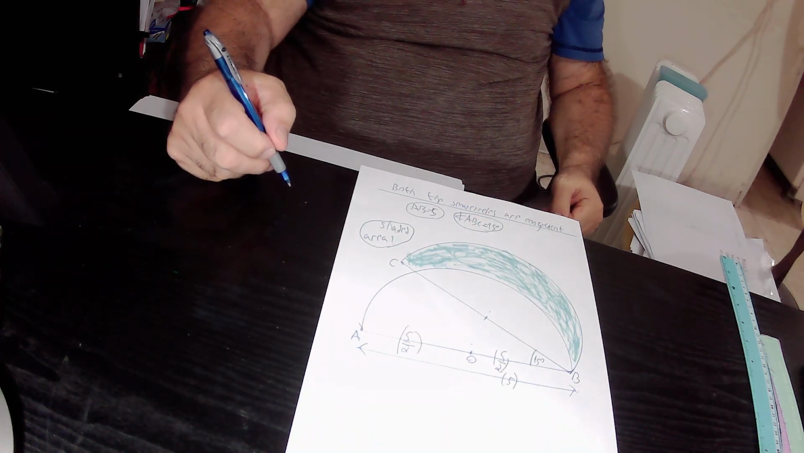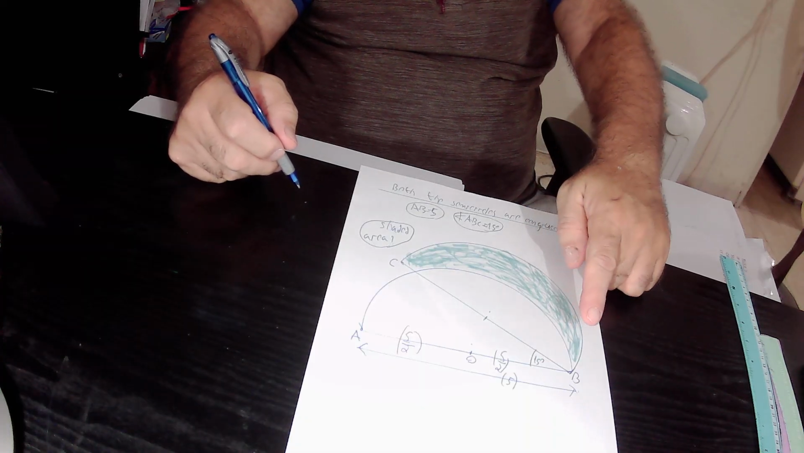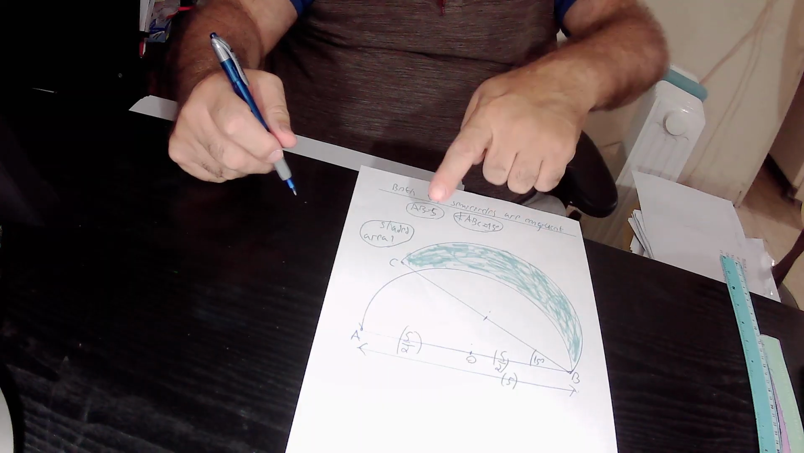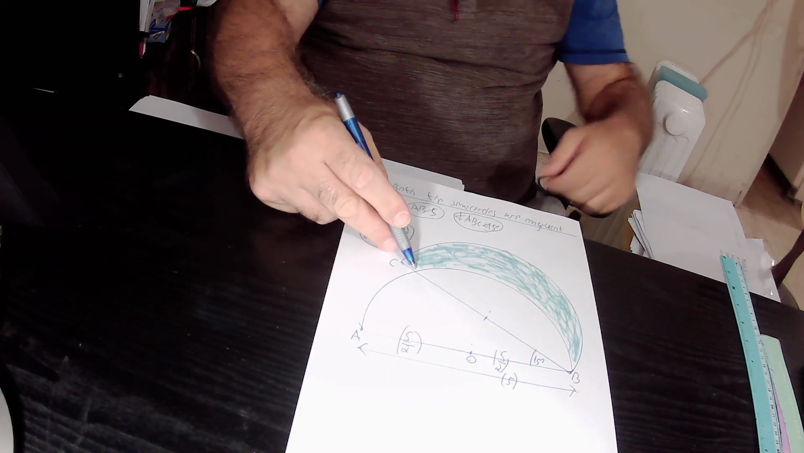In the next step, we define the intersection point between the diameter CB of this semicircle and this other semicircle. This point is point M.